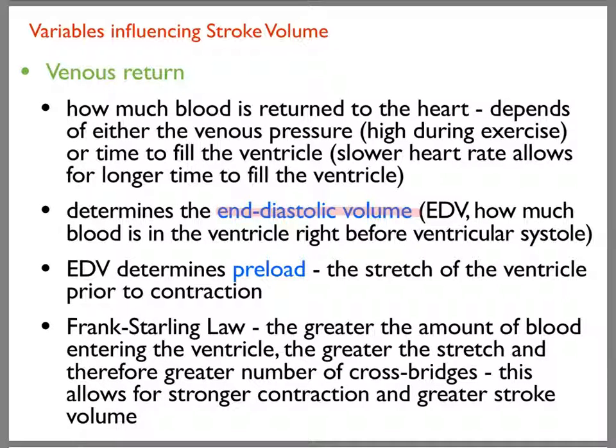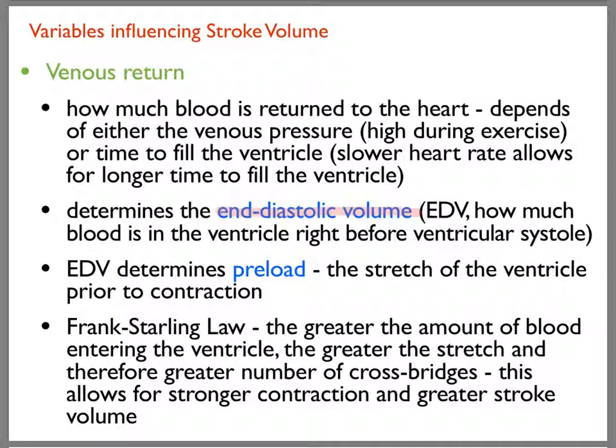Preload refers to how stretched the ventricle is prior to the contraction. So it describes the stretch. It's kind of like if you think about a rubber band and you stretch that rubber band and then you let go. That's preload. The more you stretch it, the higher the preload would be.